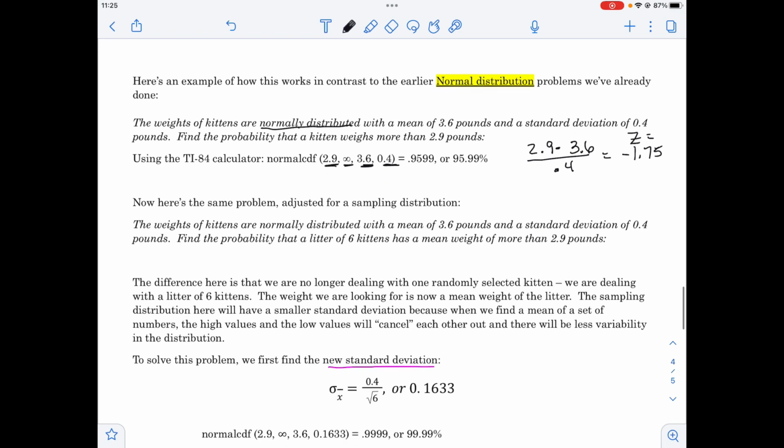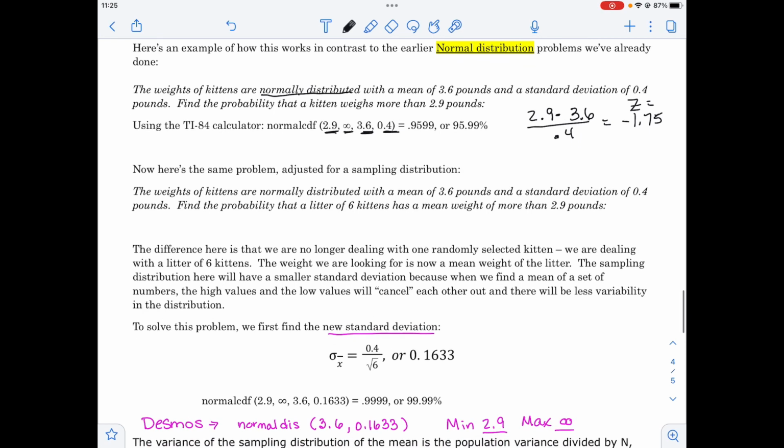Okay, now, what if we look at a sample size that's larger than 1? So sampling of the means. So it still has the same mean of our kittens, still the same standard deviation, but now we're looking for a litter of 6 that has a mean weight of more than 2.9 pounds. So the first thing we have to do, because we're looking at a group, is find the sampling distribution standard deviation. It's obviously going to be smaller because when we pull our samples of 6 kittens and 6 kittens and 6 kittens, we're going to get a smaller standard deviation.